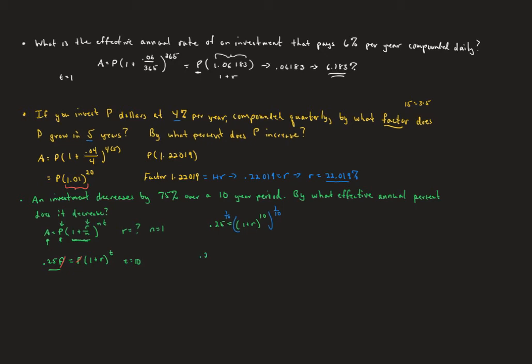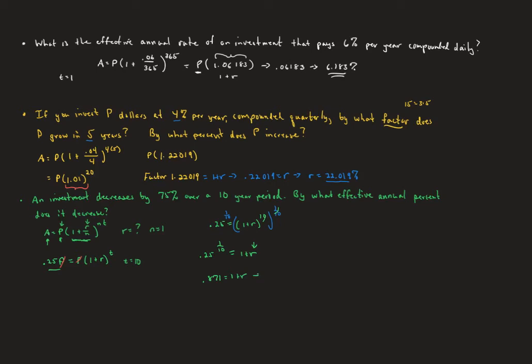So I'm going to write it as 0.25 to the 1/10th power, because that's how I'm going to enter it into my calculator. And on the other side, we're going to get rid of those and just get our 1 plus r. Now remember, this is decreasing, so we're expecting this r to end up being a negative number. Now, when you plug in 0.25 to the 1/10th power, I believe you're going to get 0.871. So that is our 1 plus r.